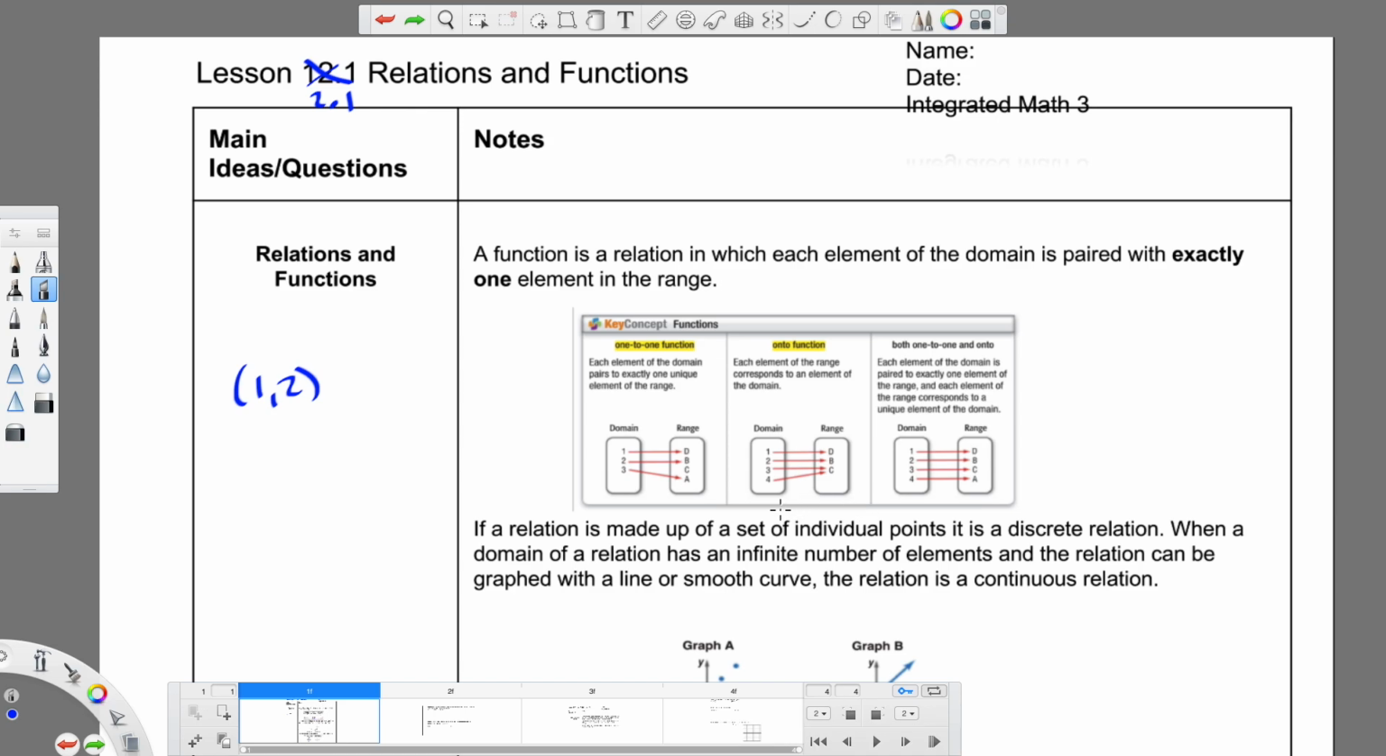But the main idea here for a function is domain is not repeated. Range can be repeated in some of the situations, but domain cannot be repeated. All right, let's scooch down here.